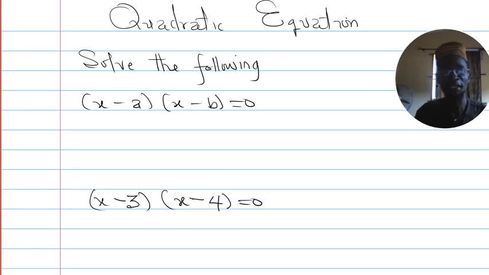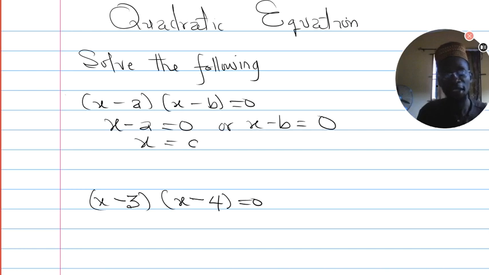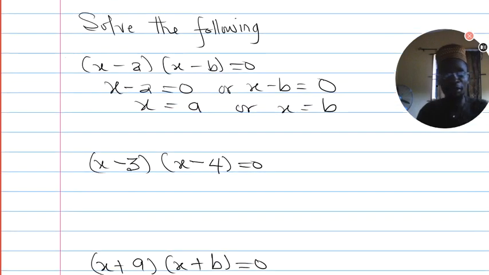We have (x - a)(x - b). Here now we can have x - a = 0, or x - b = 0. That is x = a, or x = b. Now let me use this to solve this one.